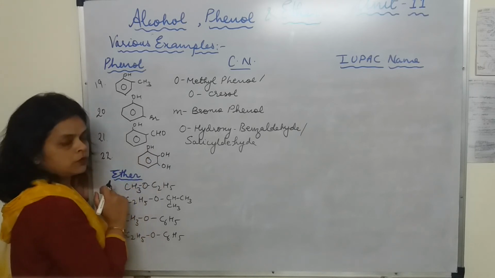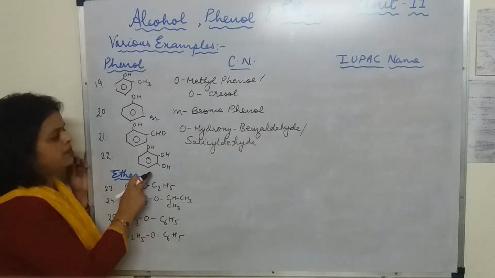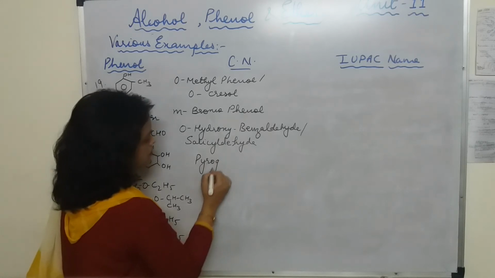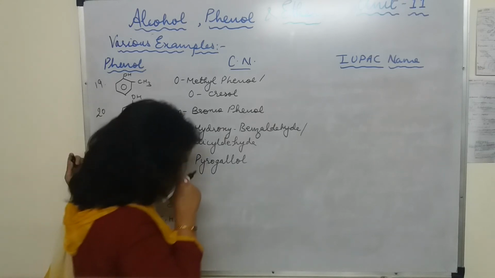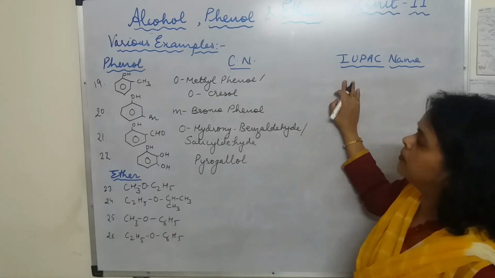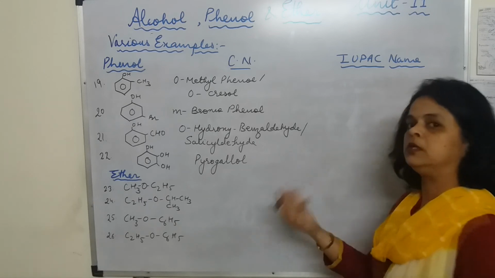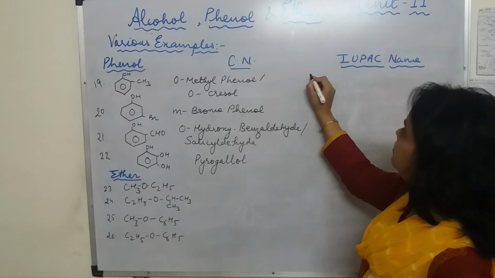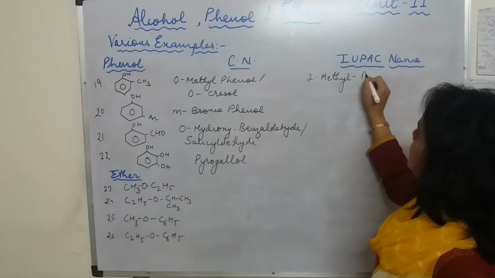Here 3 OH groups are there. This is trihydric alcohol. When we were discussing classification, I told you this is pyrogallol. Okay, so common name it is pyrogallol. Now let's write their IUPAC name. In the IUPAC nomenclature, we are going to use the numbers 1, 2 or 1, 3 or likewise. So here this methyl group it is present on the second carbon, so we will write the name 2-methylphenol.